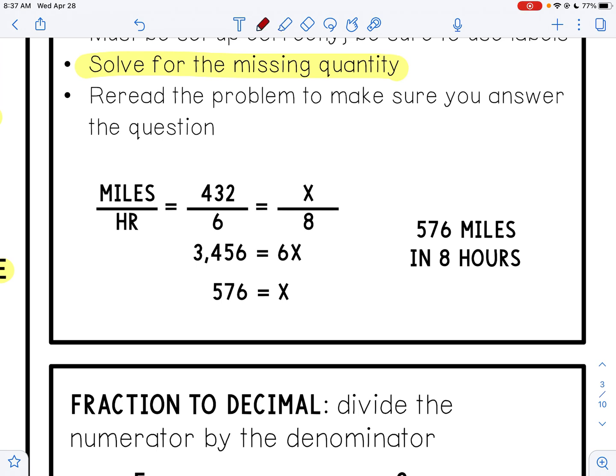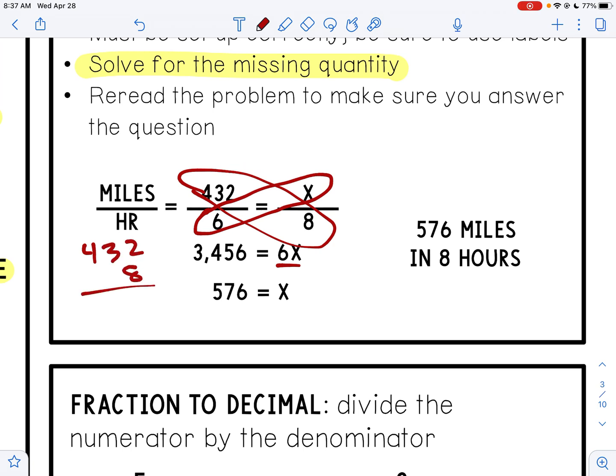So what I'm going to do is cross multiply. 6 times x will give me 6x. And then I'm going to multiply 432 by 8. 8 times 2 is 16. 8 times 3 is 24, plus 1 is 25. 8 times 4 is 32, plus 2, 34. Okay, so the answer that we got matches the answer that they got. So I'm going to move up to the top now. 3,456 equals 6x.